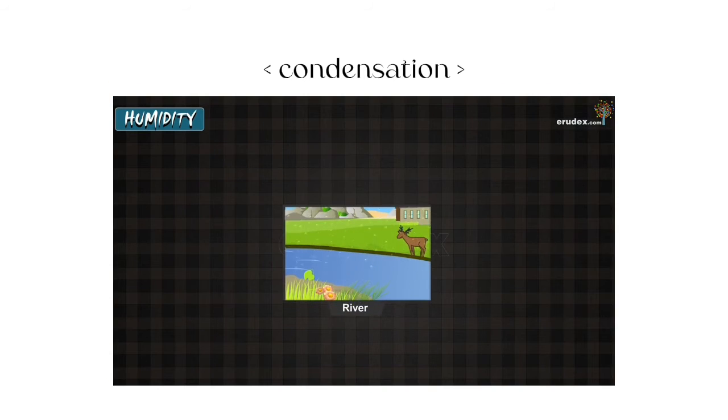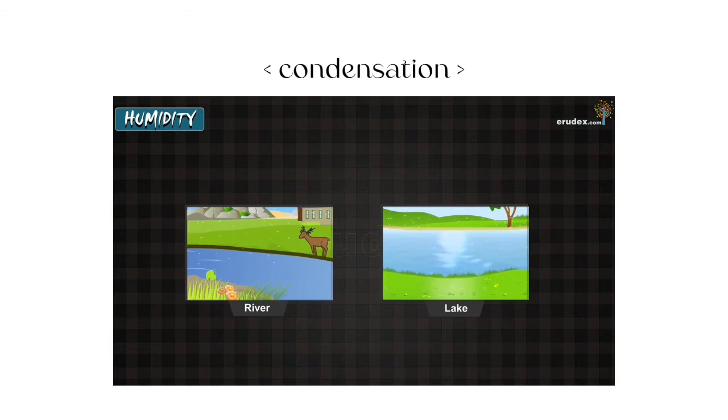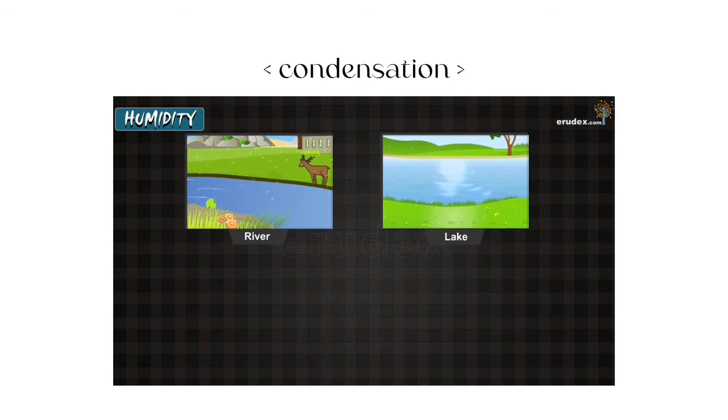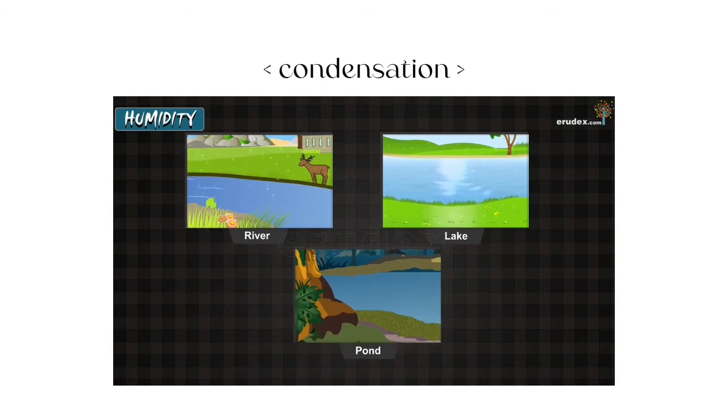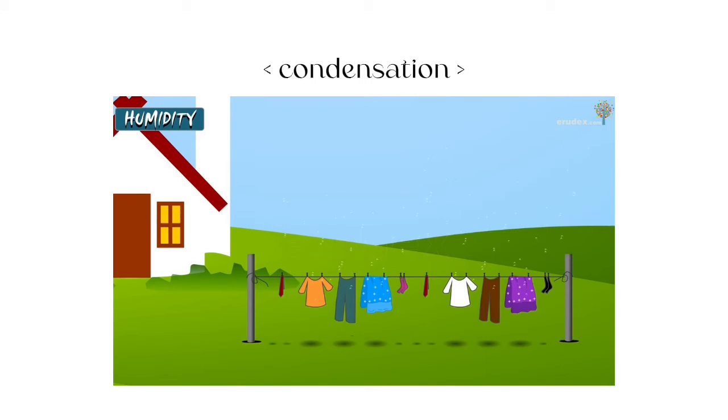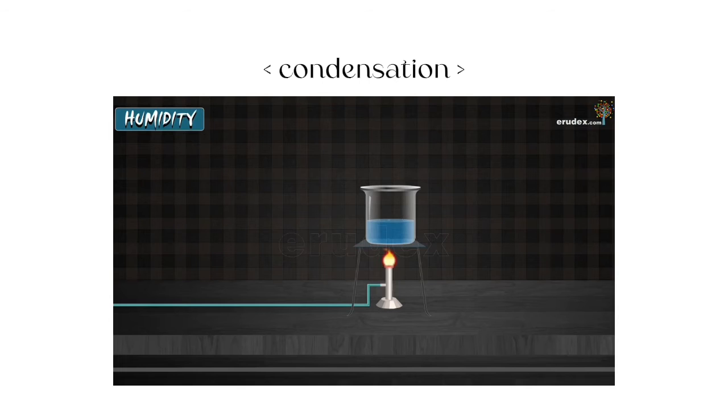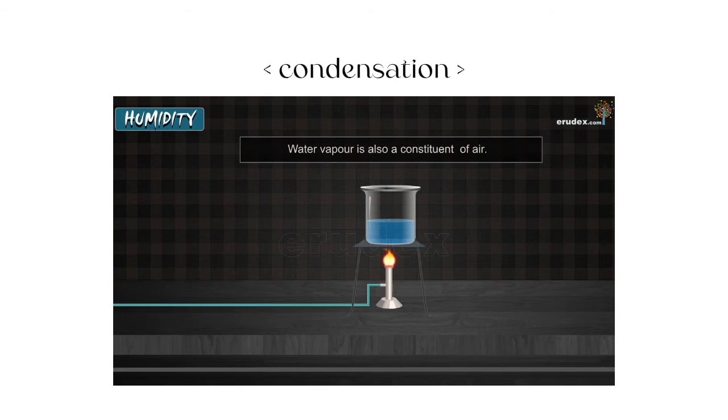Water vapor in the air is maintained by the process of evaporation of water from the surfaces of rivers, lakes, ponds, drying of wet clothes, boiling, etc. Hence, water vapor is also a constituent of air.